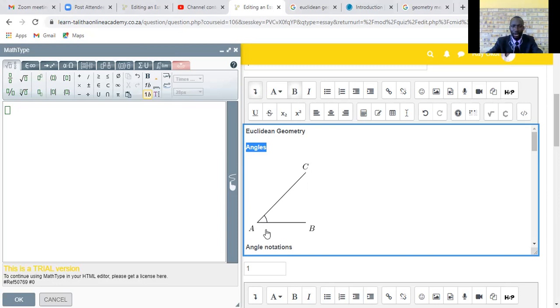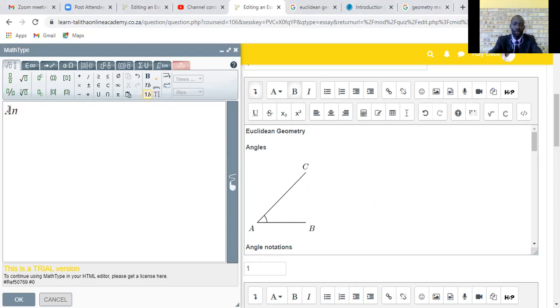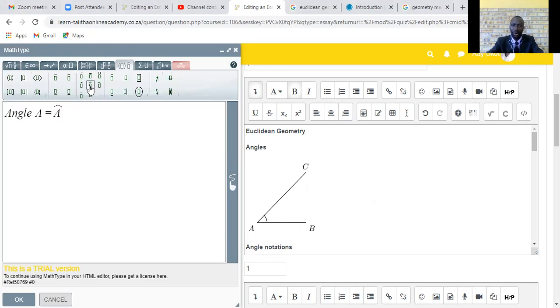After understanding how angles are formed, it's very important that we understand how we write them. Well, angles are written with a letter. That is, they are represented with a letter with a caret on top. So, for example, angle A will be written as A with a caret on top. This will lead us to an expression like this. So this is how we write angle A.